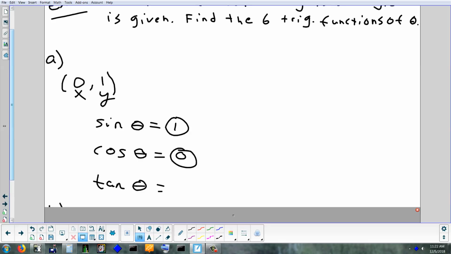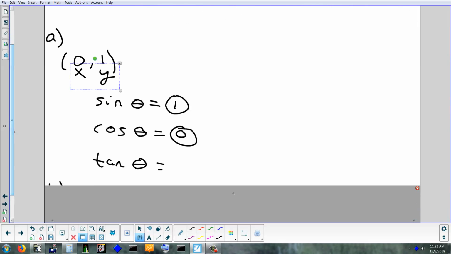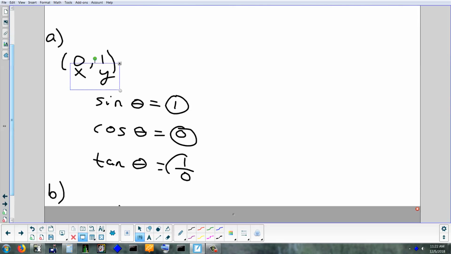And the tangent of our mystery angle that's represented by the coordinate 0, 1. The tangent is what over what? It's y over x. So that's a problem. I'm not going to circle that because that's not the final answer. What is 1 divided by 0? Undefined. So make sure if you end up with 1 divided by 0, you tell me what that actually is.